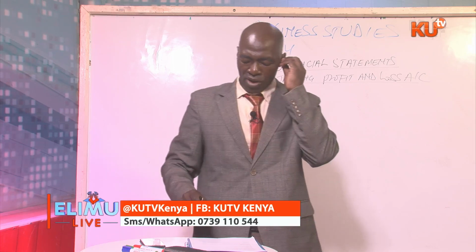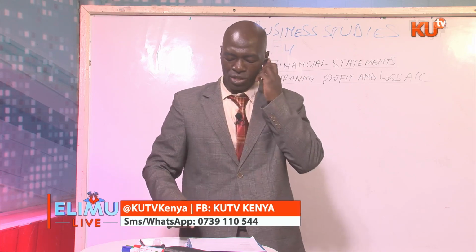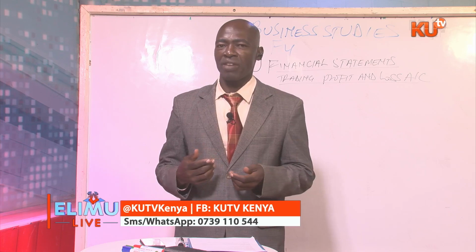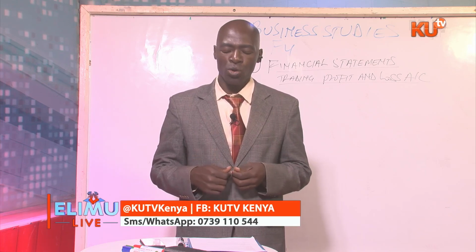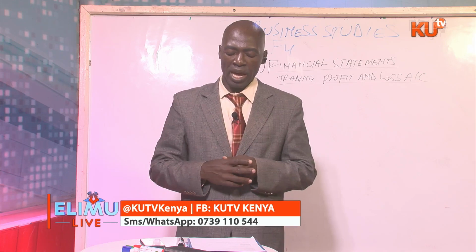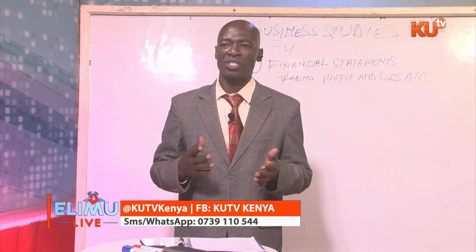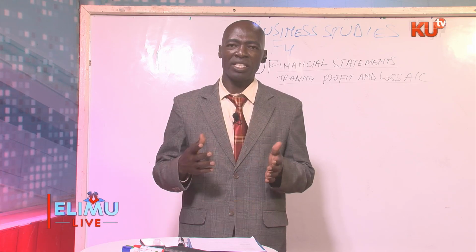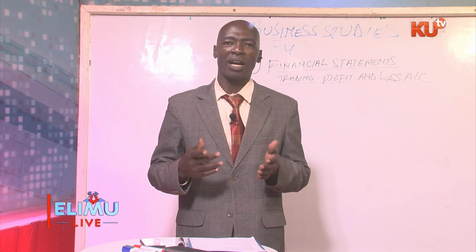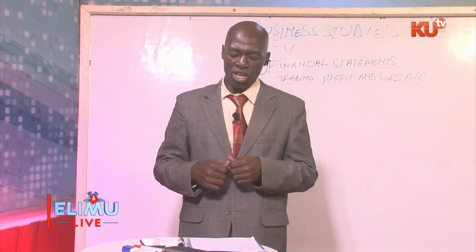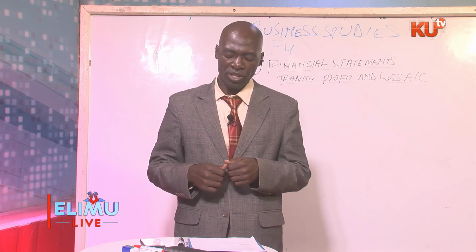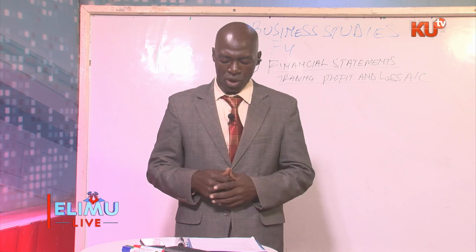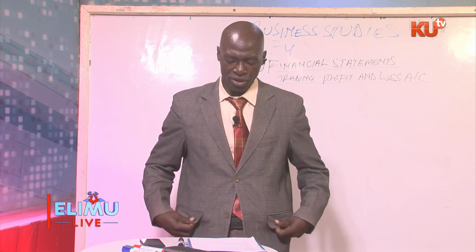Just before the lesson, I want us to go through the specific objectives. By the end of today's lesson, the learner or whoever is viewing us today should be in a position to do the following. One, define financial statements by giving specific examples. Two, calculate the gross profit and present it on the account, that is, prepare a trading account and present the information there. Three, calculate net profit and present it on a profit and loss account. So let us look at financial statements.